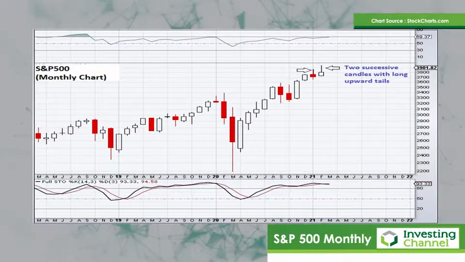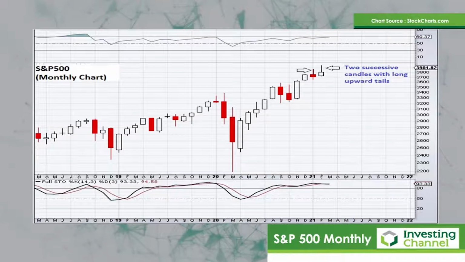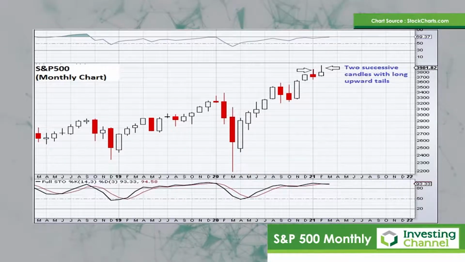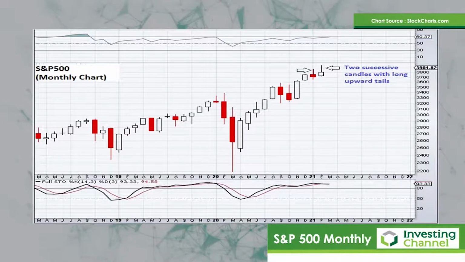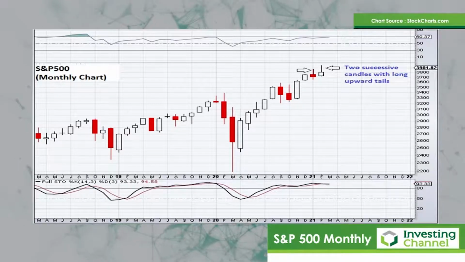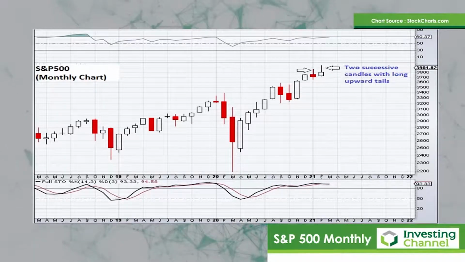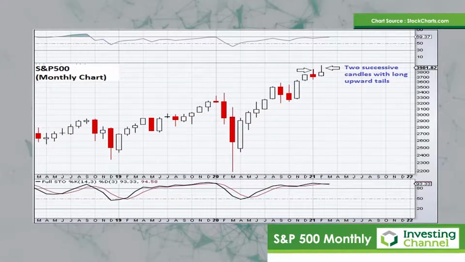Now, that's not to say that it's necessarily a top, but it is worth noting that we have seen selling pressure coming in at the upper levels in both January and February. And often those types of candlestick patterns can be an indication that there's some distribution happening at the upper levels, and it can perhaps precede a period of consolidation or a correction in the market. So it is worthwhile noting those two monthly candlestick patterns as we head into March now.